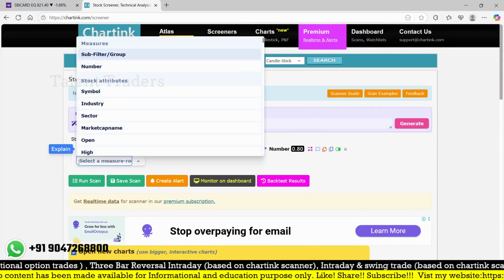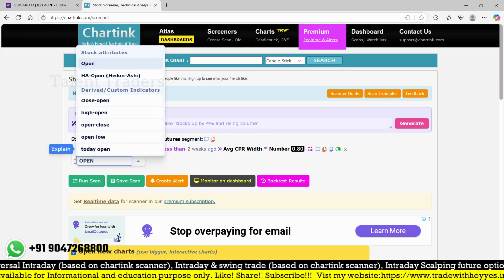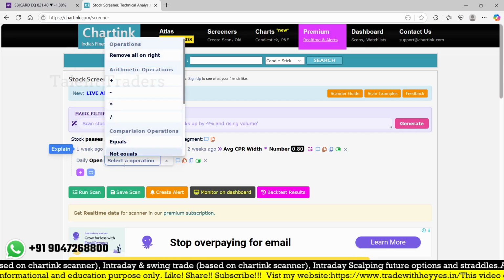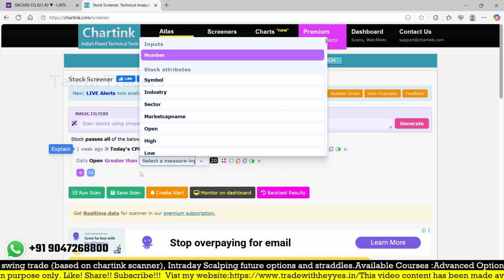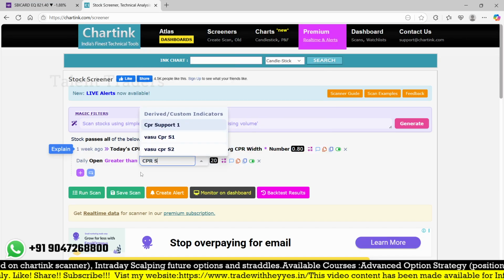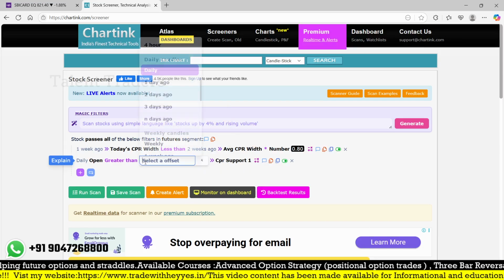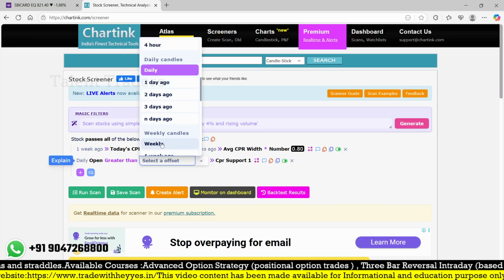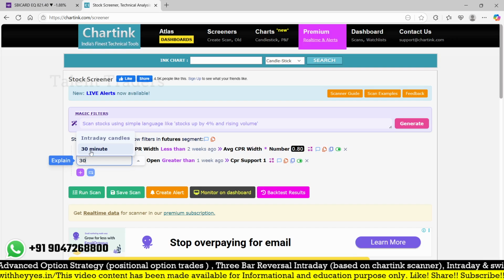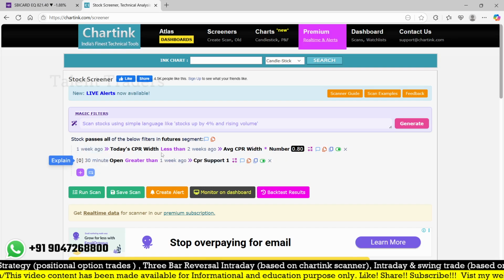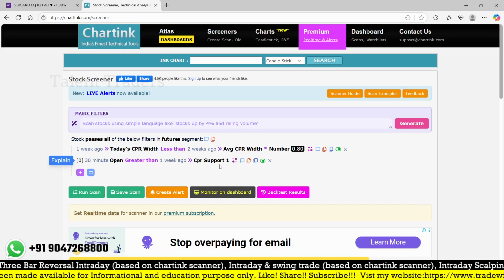So I'm just going to take a 30 minute time frame. The open price must be greater than CPR support, CPR support 1. We'll use weekly, right? So it should use 1 week ago, and here we should use 30 minutes. This simply fetches stocks where the open of that particular candle is higher than the weekly support 1.